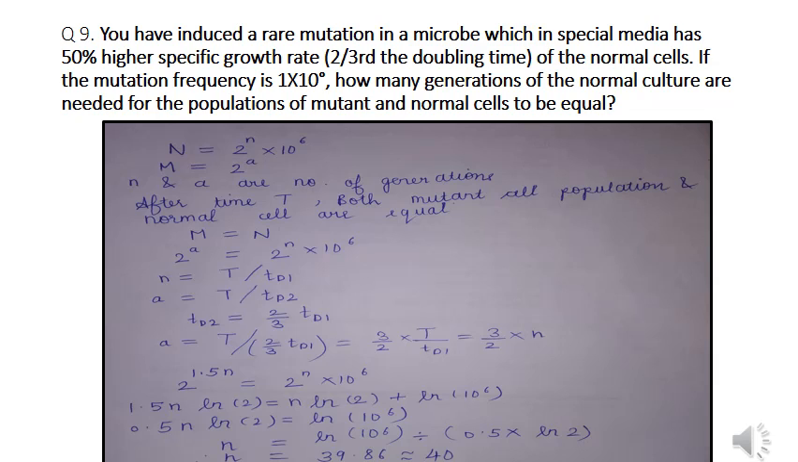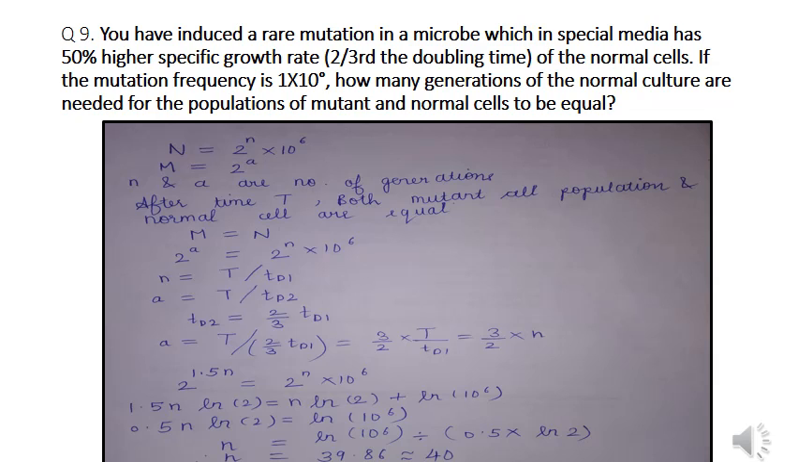So suppose normal cells are 2 raised to n into 10 raised to 6. So from 10 raised to 6 cells, after the nth generation, the number of normal cells will be 2 raised to n into 10 raised to 6. And from that one mutant cell, after a generations, the number of mutant cells will be 2 raised to a. So keep that in mind. You have 10 raised to 6 normal cells and 1 mutant cell.